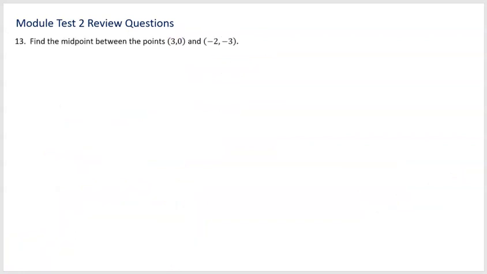Next problem asks us to find the midpoint. Now, midpoint is where you average the x's and average the y's. Notice it's the same two sets of numbers. I could even plot these points if you want. Here's (3, 0). Plotting not required. And (-2, -3). And we're just trying to find the middle of that line.